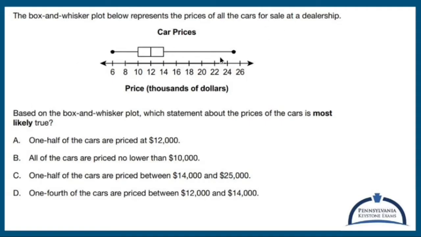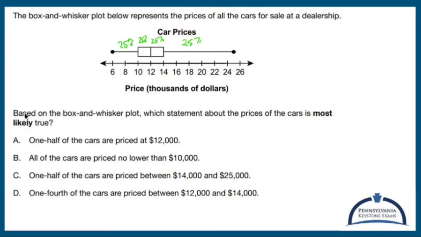This is a box and whisker plot. Just basically looking at this, when it talks about 1/2, 1/4, all, you're going to chop this up into 4 quarters, okay? This is going to be 25%. So 25% of the cars are going to be in between $6,000 and $10,000. Another 25% is going to be in between $10,000 and $12,000. Another 25% is going to be in between $12,000 and $14,000. And another 25% is going to be in between $14,000 and $25,000.